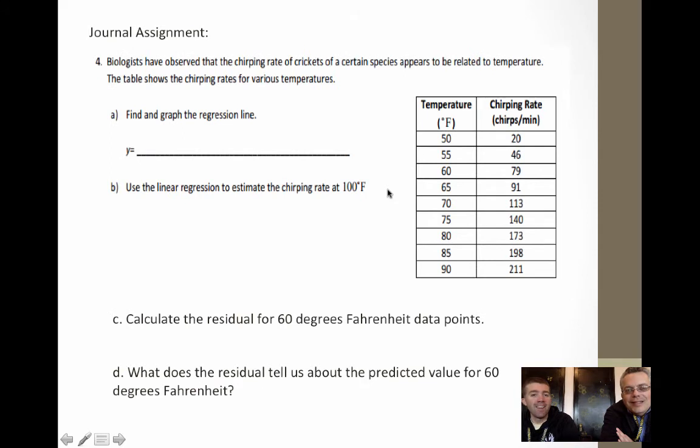It is. This is the chirping rate of crickets. What a nice sound that is. And it depends on temperature.